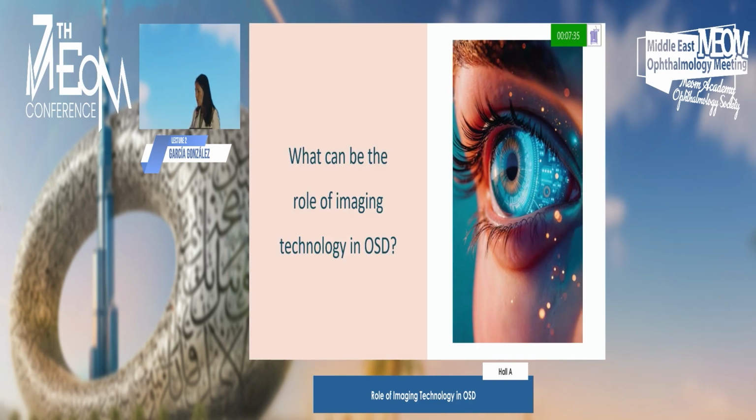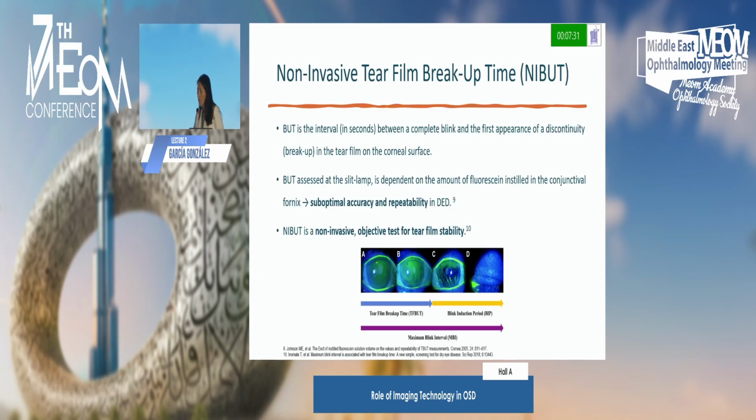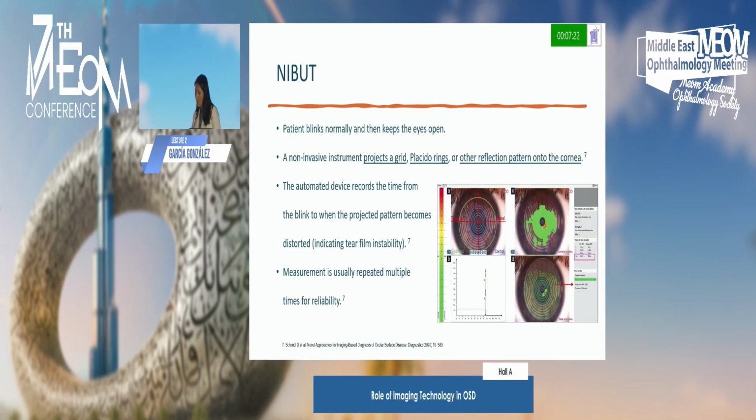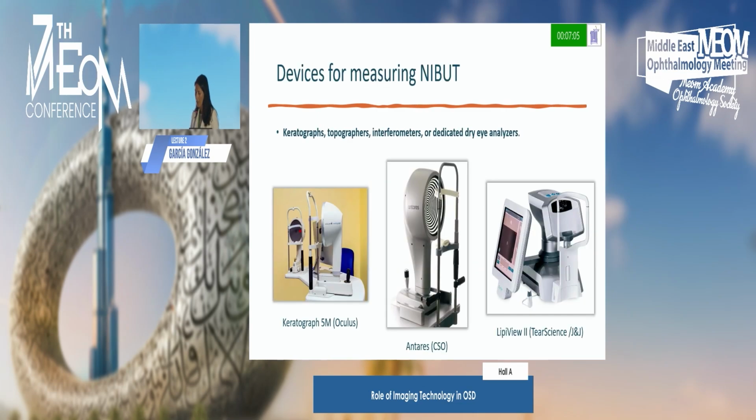So what can be the role of imaging technology in ocular surface disease? With this technology, we can assess the tear film breakup time objectively and in a non-invasive way. With some instruments that project a grid, placido rings, or other reflection patterns onto the cornea, these devices record the projected patterns when they become distorted. And as you can see in the picture, this measurement can be repeated for reliability.